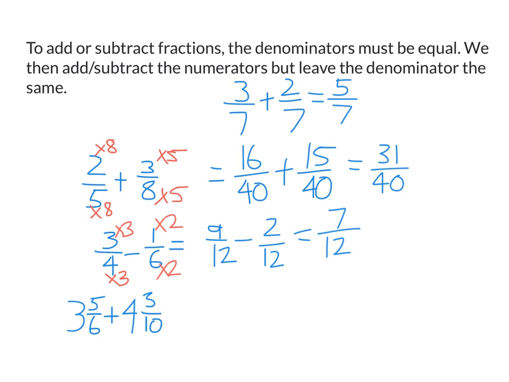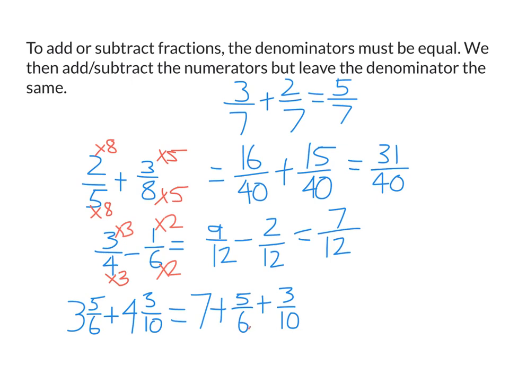So what I could do is what I did in the previous slide with multiplying and dividing. I could make these two improper fractions. But what else I can do is I can add together the two whole numbers. 3 plus 4 is 7. And then I can add the two fractions together because I know how to do that very easily. 5/6 plus 3/10 is just like all the questions I did here.